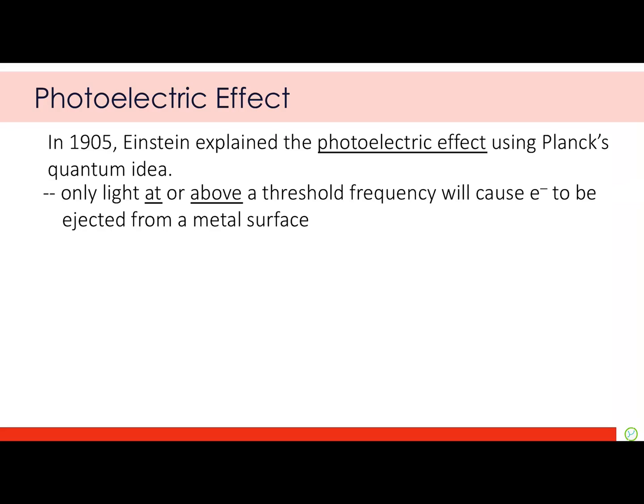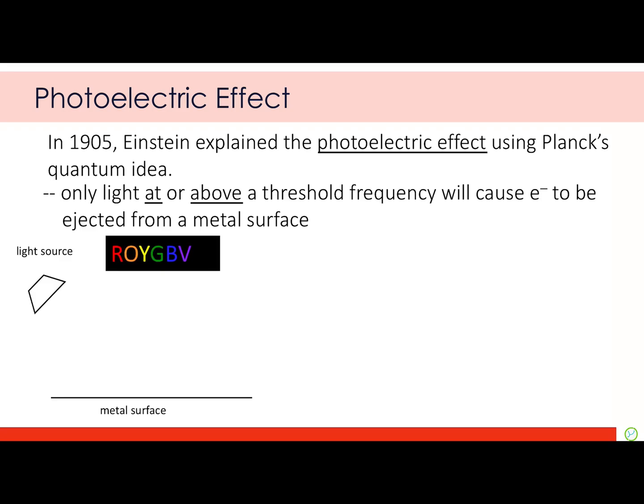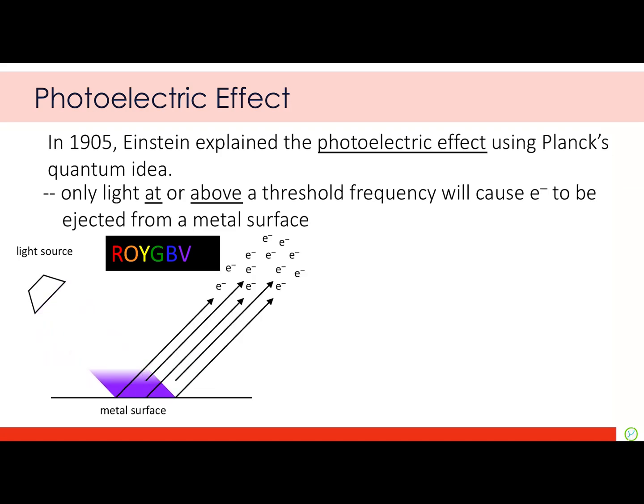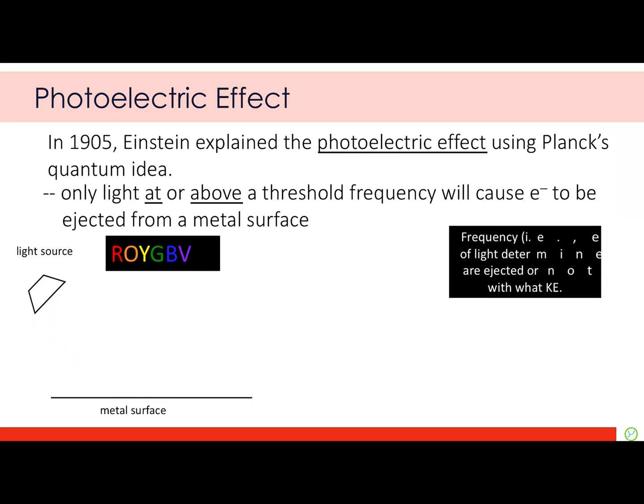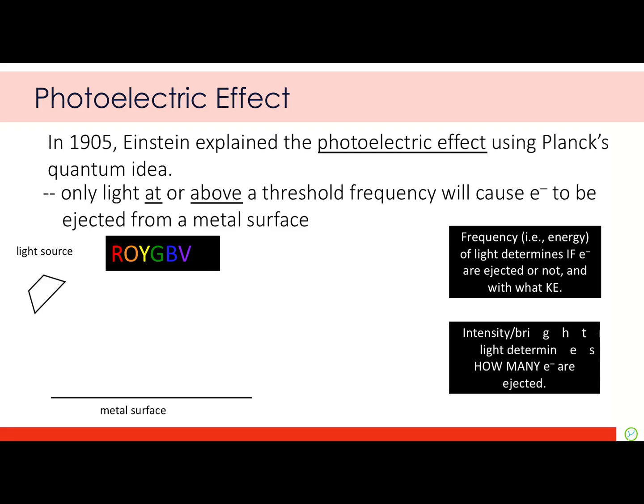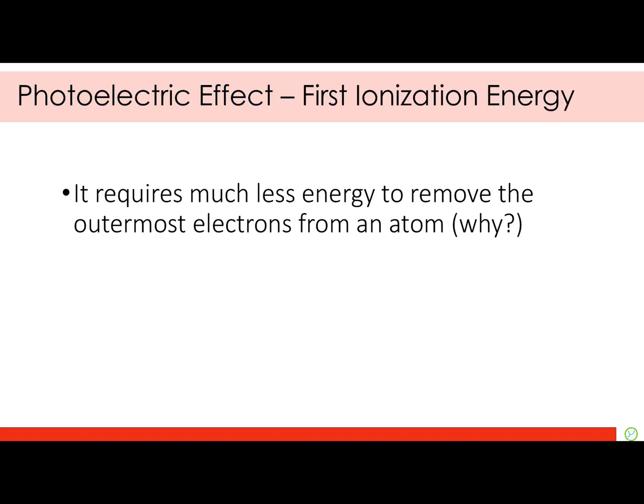And so this shows you here's our ROY G. BIV, and we're going to shine light. It's only when light is at a certain or threshold frequency that electrons will be emitted. So the frequency of light determines if the electrons are emitted or not, and with what kinetic energy. And the intensity or brightness of the light determines how many electrons are ejected.